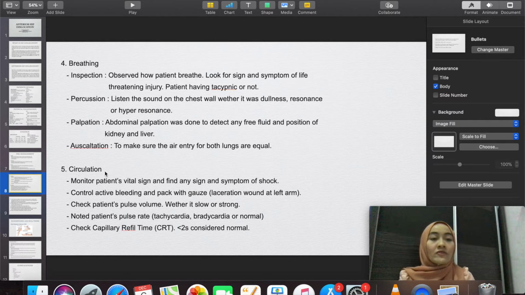Okay, number 5 is circulation. Monitor patient's vital signs and find any sign and symptom of shock. Control active bleeding and pack with gauze, especially on the laceration wound on the left arm. Check the patient's pulse volume, whether it's low or strong. Note the patient's pulse rate, whether it's tachycardia, bradycardia or normal. And check capillary refill time, CRT. If less than 2 seconds, it is considered normal.